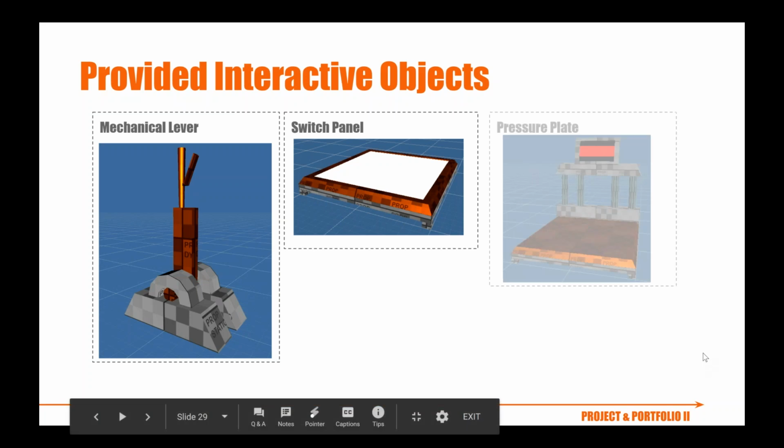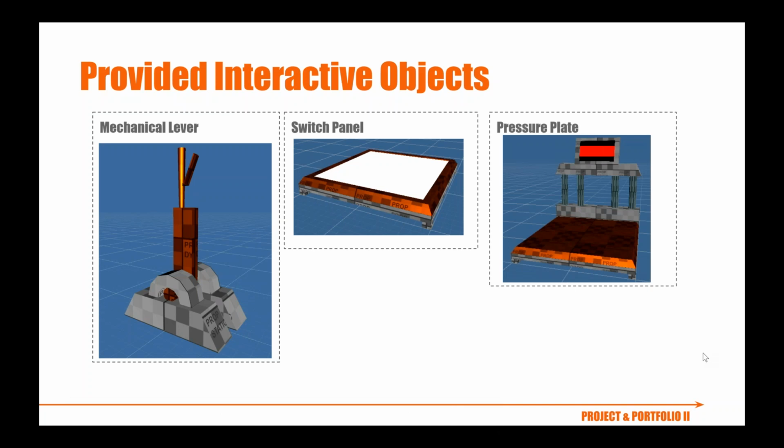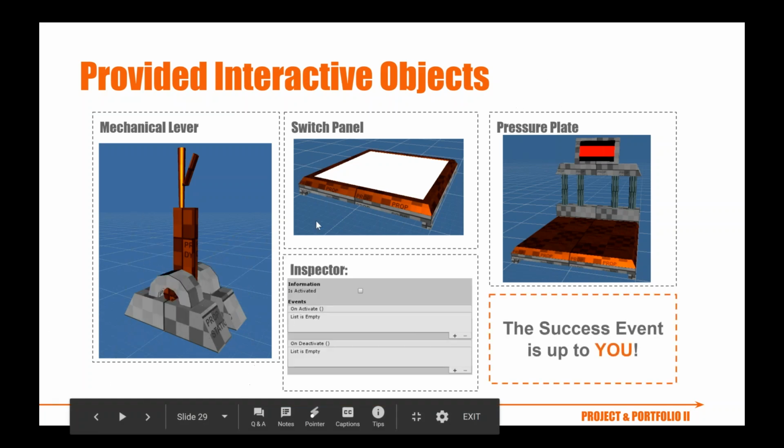And then also we have the pressure plate. The pressure plate works similarly to the switch panel, except something needs to be standing on it. So if you put something on the pressure plate, as soon as you take it off, it's going to deactivate itself. Each one of these pieces has this component in the inspector.